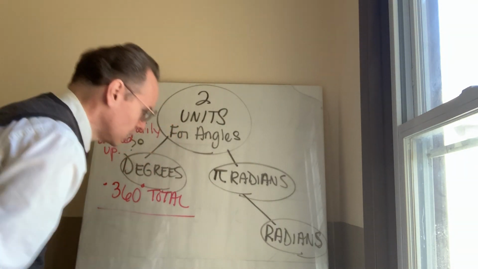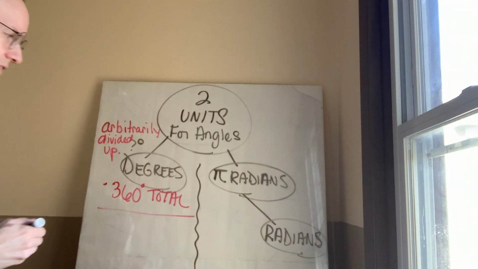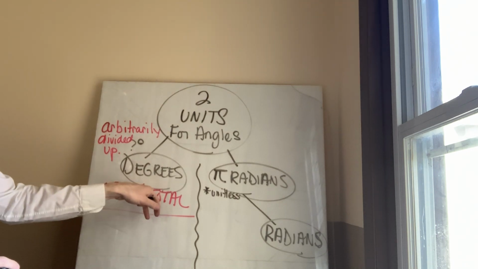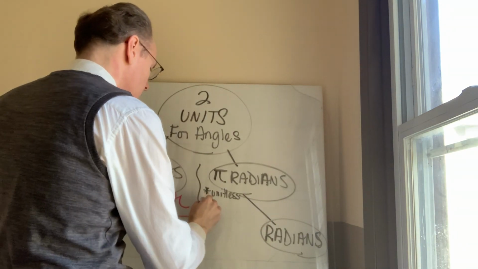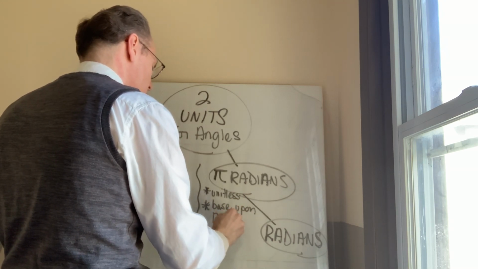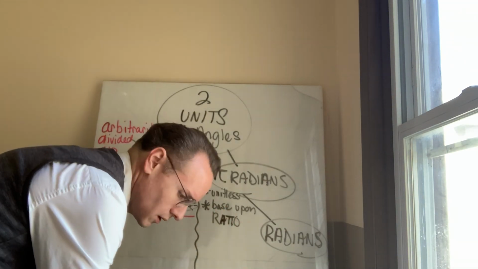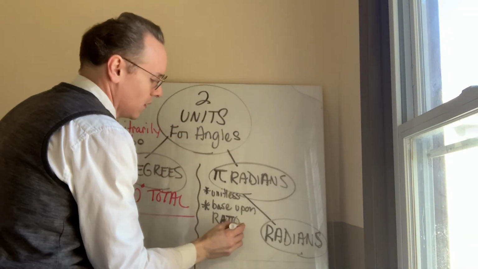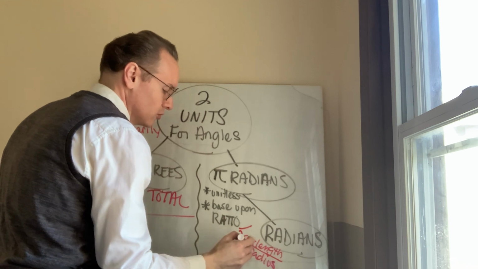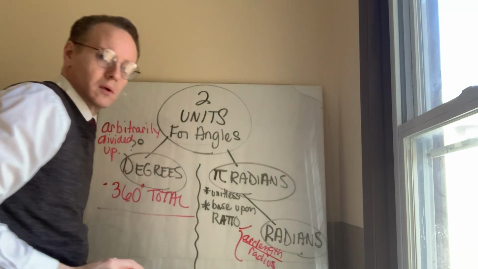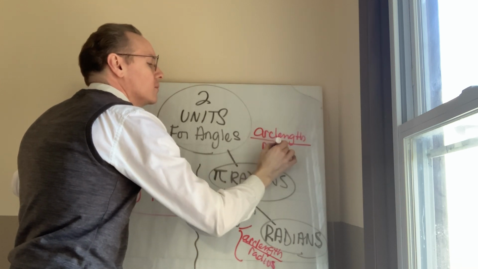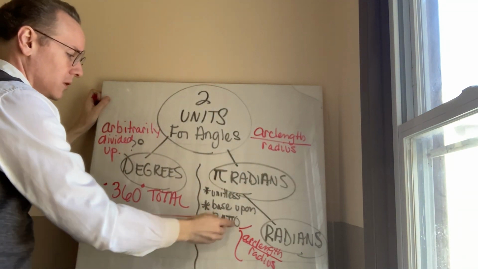When it comes to radians, or specifically pi radians, it is technically unitless, because it's not based upon a number so much as it's based upon a ratio. Specifically this ratio: the ratio of the arc length to the radius. This is what I was alluding to before, somewhat mistakenly. I'll write it up here just for clarity. Arc length divided by radius is the ratio upon which pi radians are based.